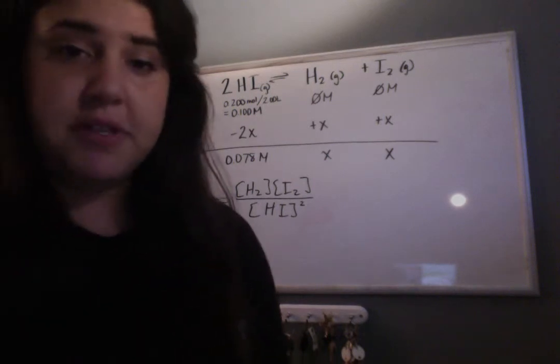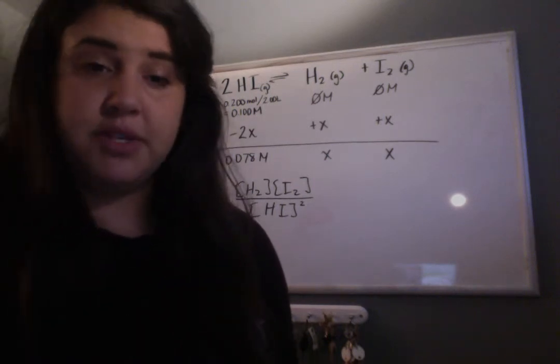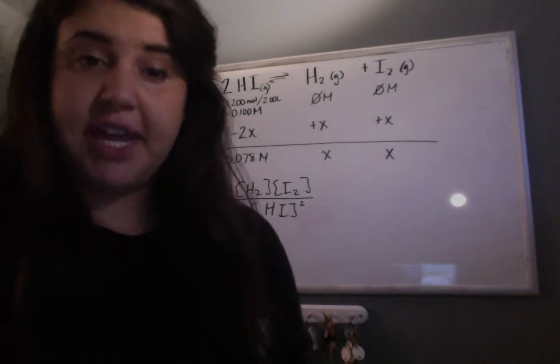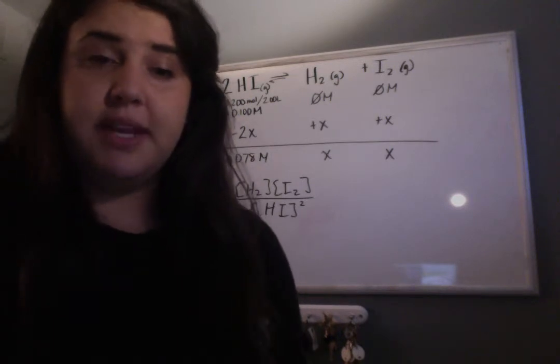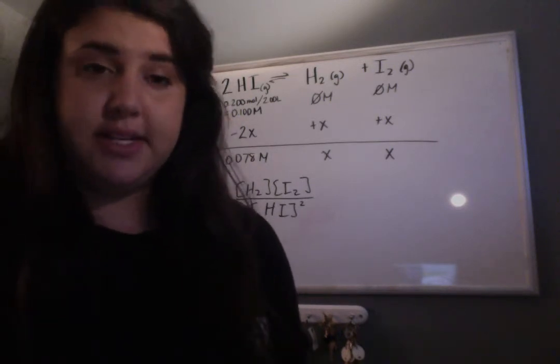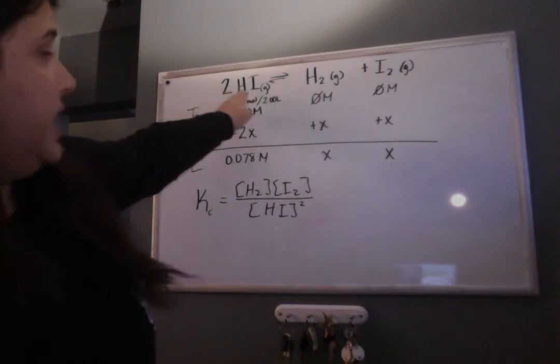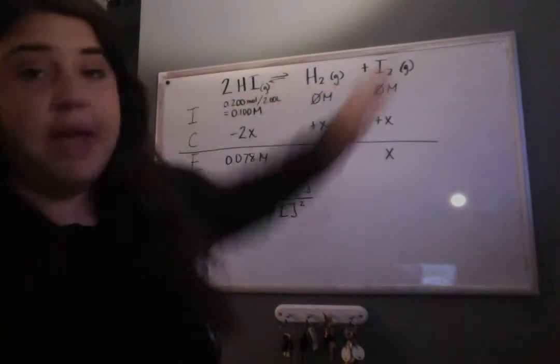A researcher fills an evacuated 2-liter flask with 0.200 moles of HI gas and allows the reaction to proceed at 453 degrees Celsius. The reaction is 2HI in equilibrium with H2 and I2.